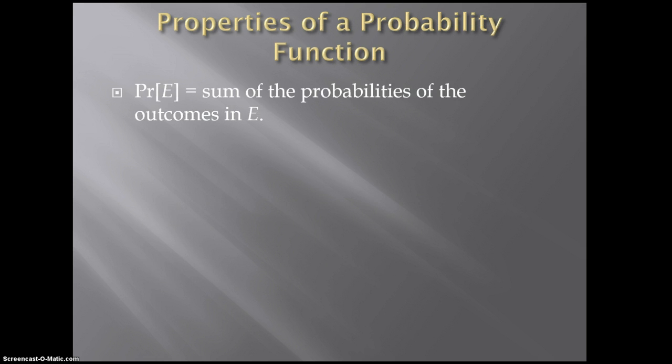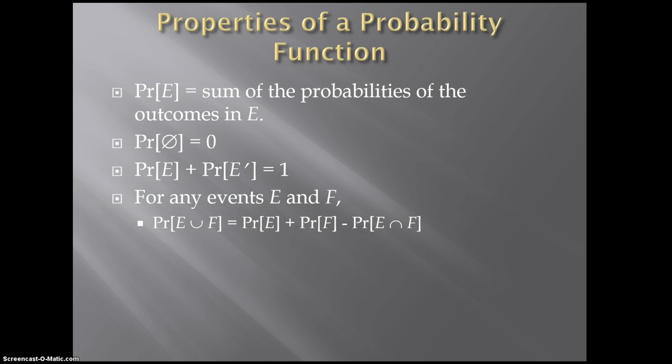Probability density function. The probability of E is equal to the sum of the probability of the outcomes in E. Probability of nothing happening is 0. The probability of an event plus the probability of the complement of the event is 1. And for any events E and F, the probability of E union F is equal to the probability of E plus the probability of F minus the probability of E intersect F. Notice that this equation is coming back. This is something from an earlier chapter, and it was actually our chapter on set theory.